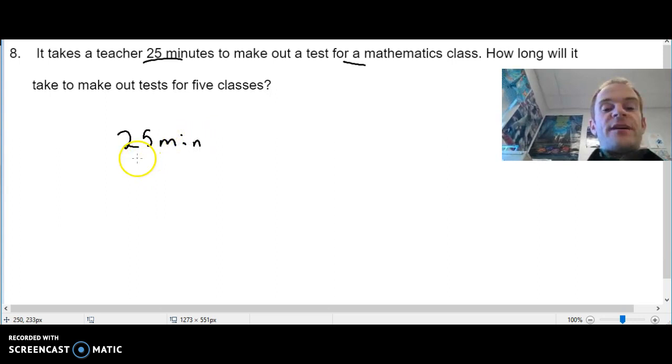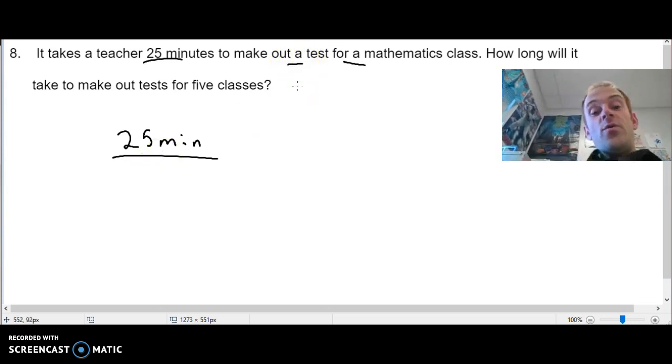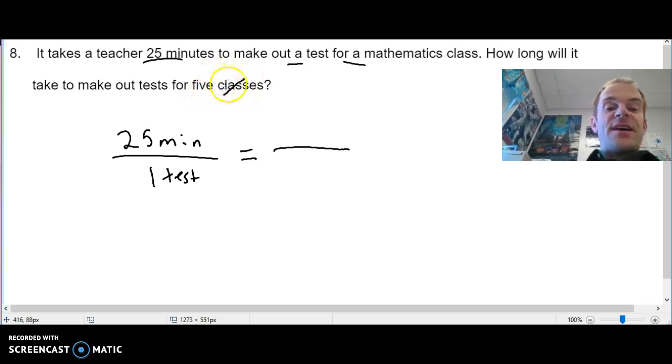Well, I know 25 minutes is what it takes to write a test. What number is signified by a? Well, it's like 1. It's saying that 25 minutes for one test. Okay? So that's equal to some ratio for 5 classes or 5 tests. Really, this is saying it's a test for each class. So this is really 5 tests.